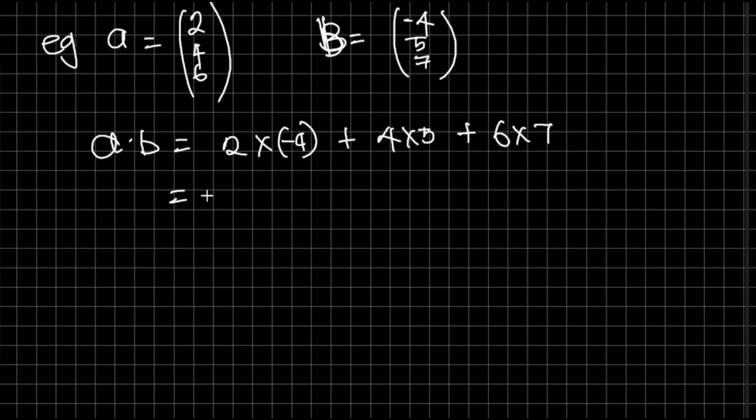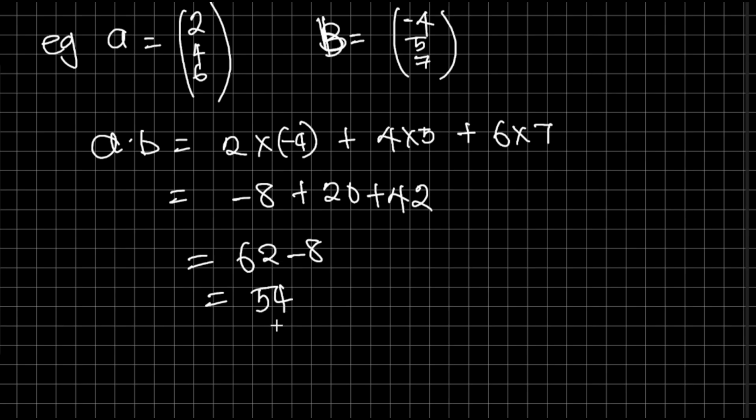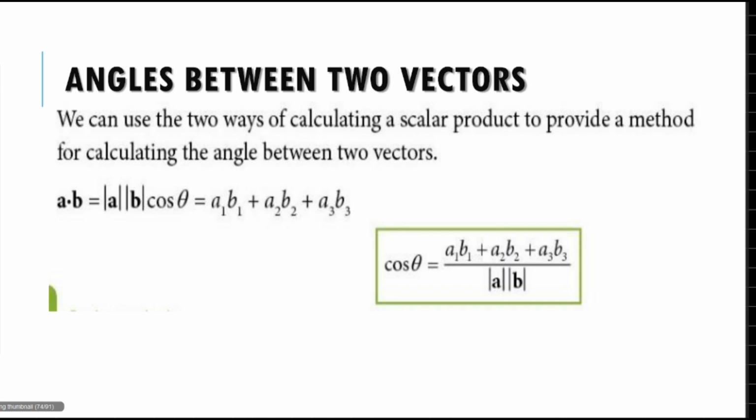Multiply corresponding components, and that will be minus 8 plus 20 plus 6 times 7, which is 42, and that will be 62 minus 8, and that is 54. Okay, so this is what we have. So 54. So this is how to do dot products. We can also calculate the angle between two vectors.